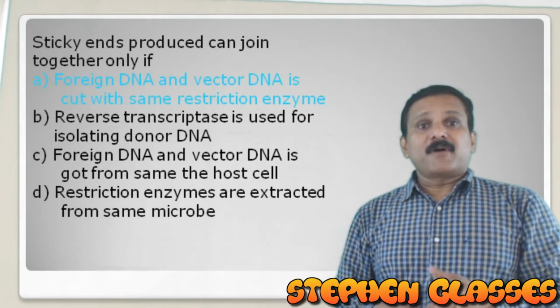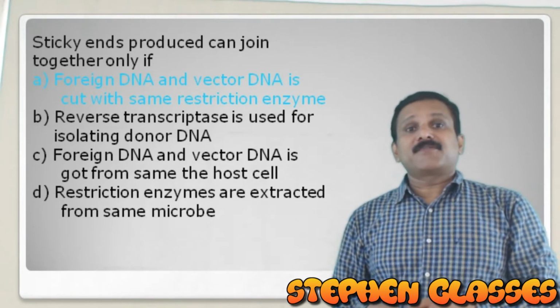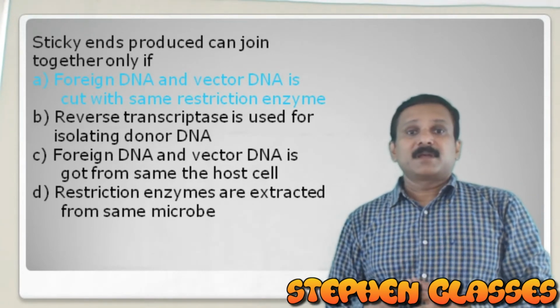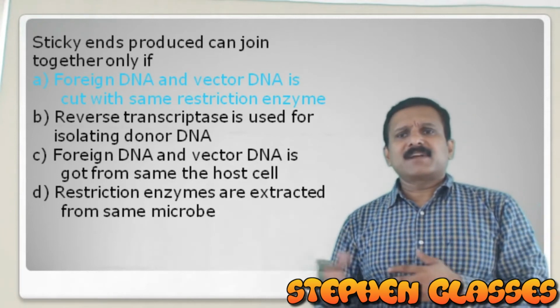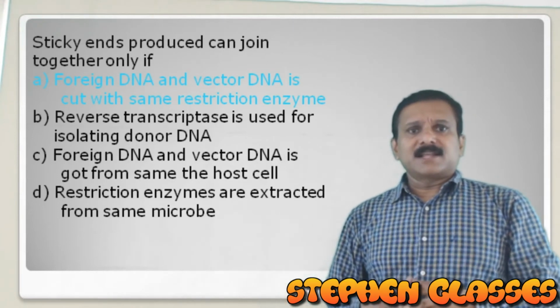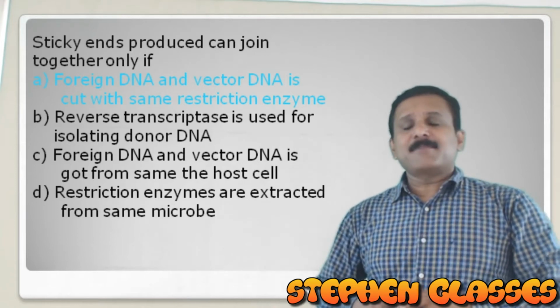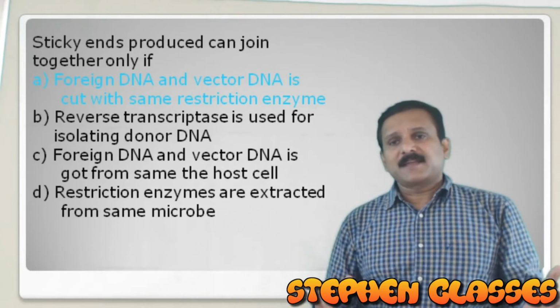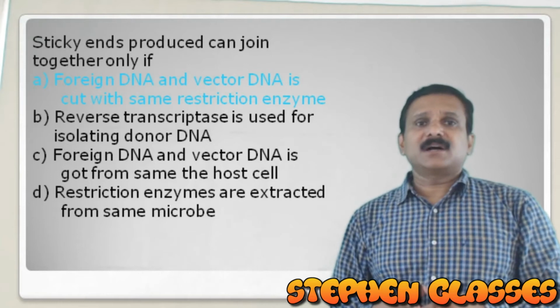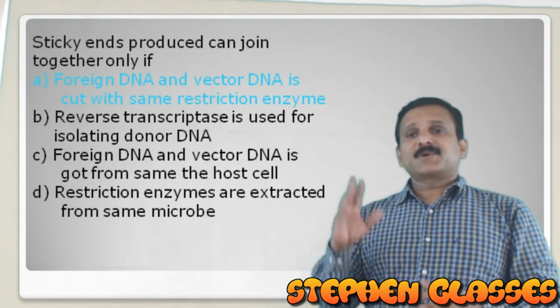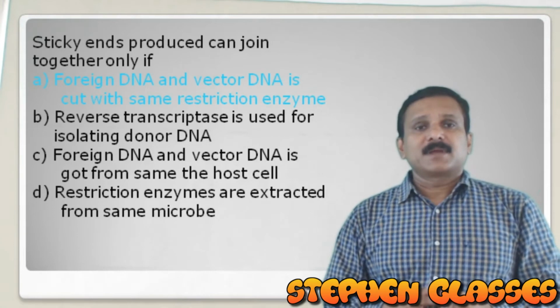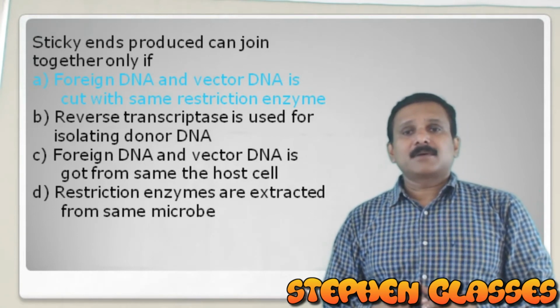Now, foreign DNA and vector DNA from the same host cell? Always it will be from different cells; foreign DNA and vector DNA we are using. Then, restriction enzymes are extracted from the same microbe? Not necessary. Okay, so here our answer will be option A only. Moving back to our question. Next question is on the slide now.